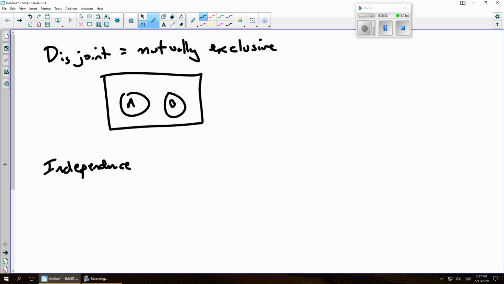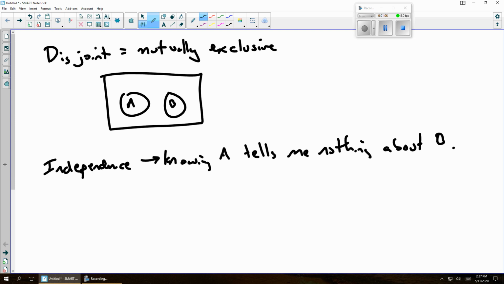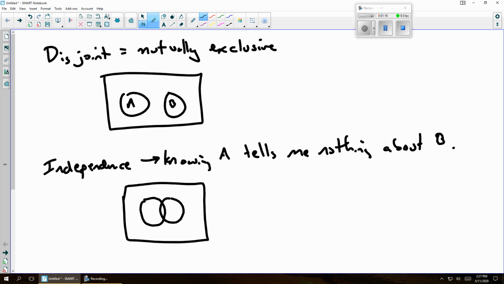So independence means knowing A tells me nothing about B. And actually, when I look at a Venn diagram for independent events, they cross at an amount that you would suspect.